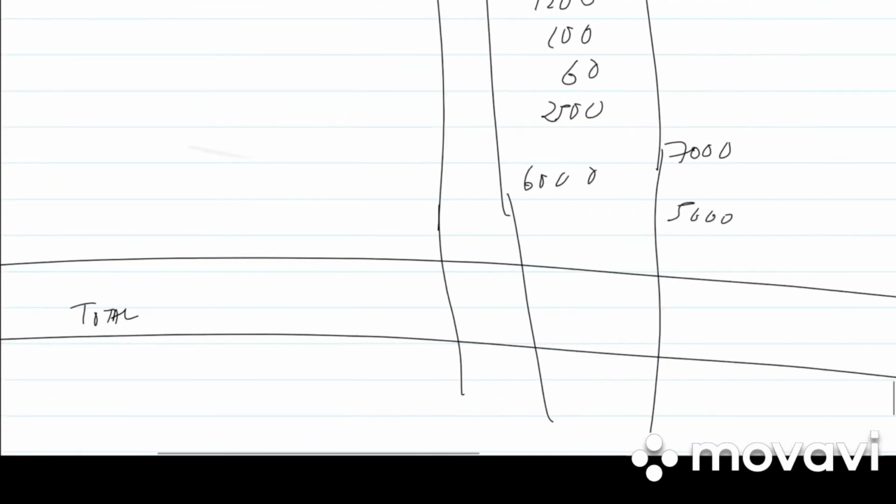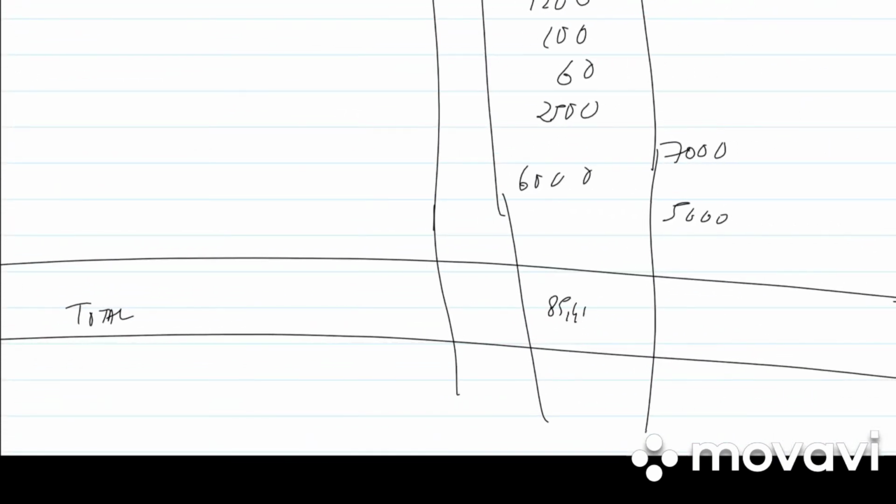Last we have total. The total of debit side is 85,400. Credit side is 85,400. Your debit side should be equal to your credit side. If it is equal, it means that you have done it in a right way. Clear? So this is how we do the ledger accounts and trial balance. So that's all for today. We shall be continuing the remaining problems in the next class. Thank you.